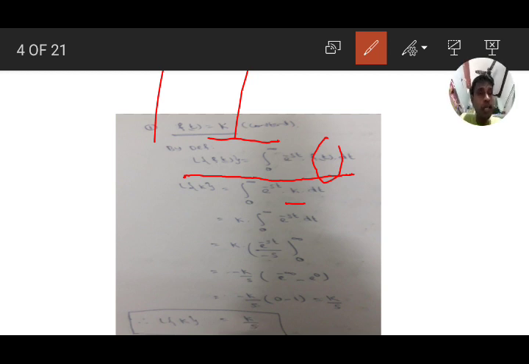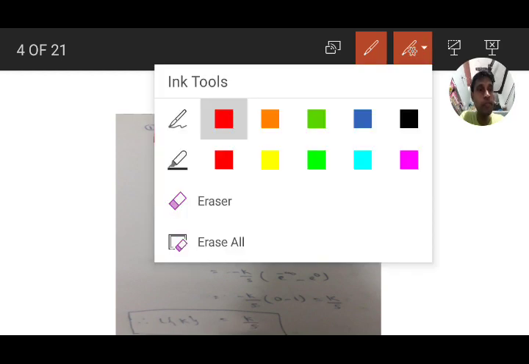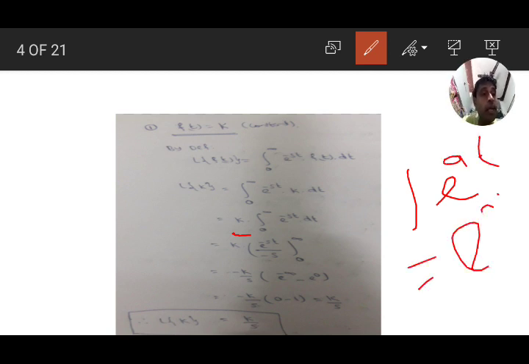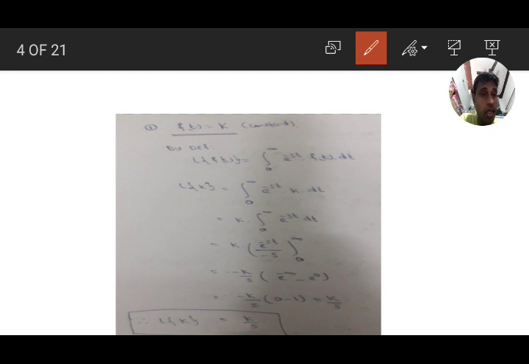In the integration, k is a constant, so k is outside, and the integration is 0 to infinity e to the power of minus s t dt. The integration of e to the power of at equals e to the power of at by a. By using this formula, we get k into e to the power of minus s t by minus s, integration 0 to infinity.